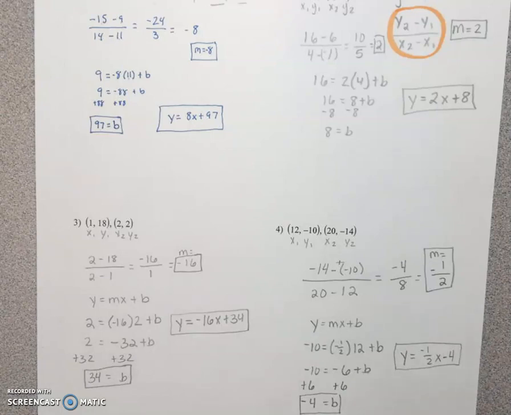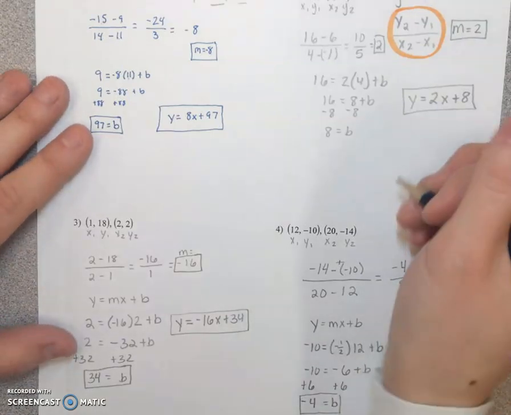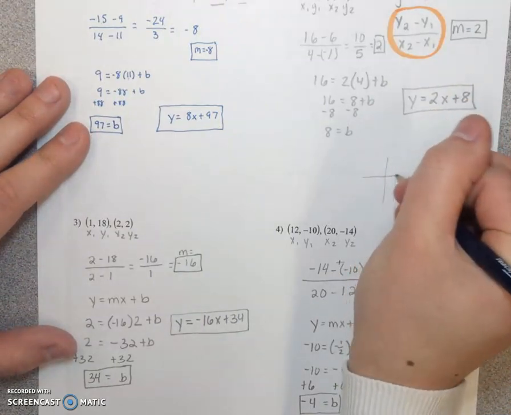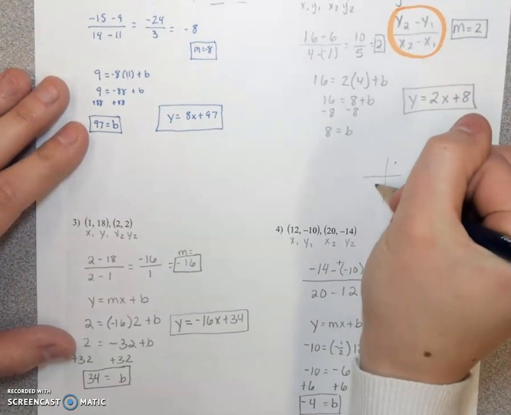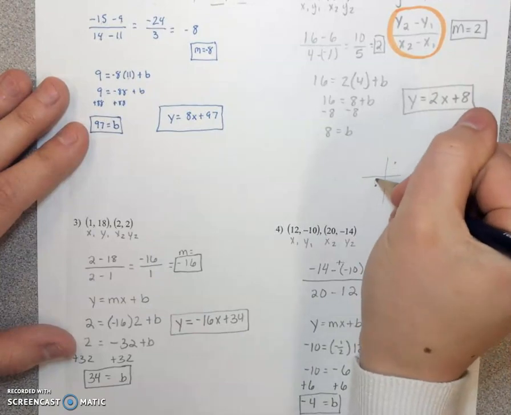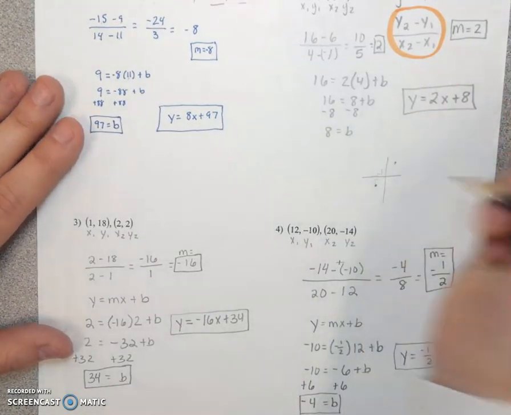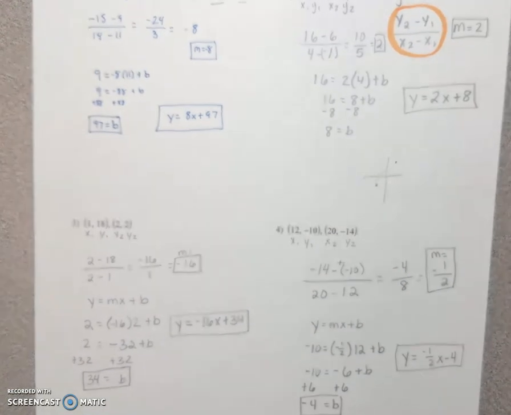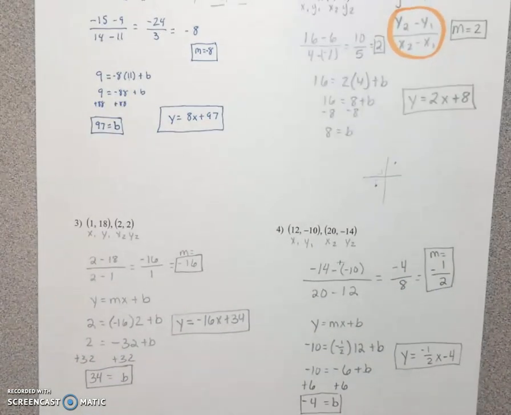But if it helps you, think about a graph. I'm going to draw you a little picture. Think of where your points fall. If you need to, plot them and then count out, you know, your rise over your run. Okay? Anyways, that's it, you guys. Good job. Your homework is done. Woohoo!